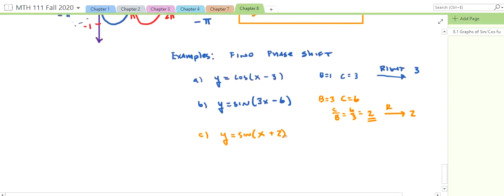Okay, let's do one more. If y equals sine of x plus 2, we're going to have b equals 1 and c equals 2. So c over b equals 2 over 1. Actually, this is minus 2, because notice this is plus now. So this has to be minus in order for us to have the general form of x minus c. So we have a phase shift of essentially 2 left. Shifts our function 2 left.